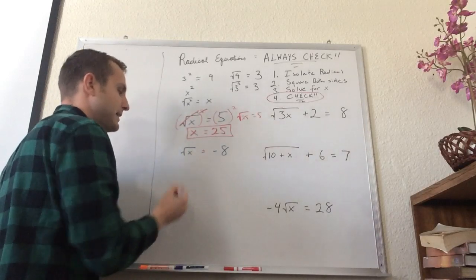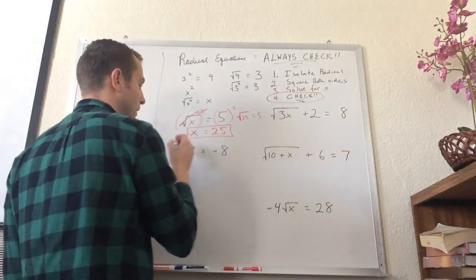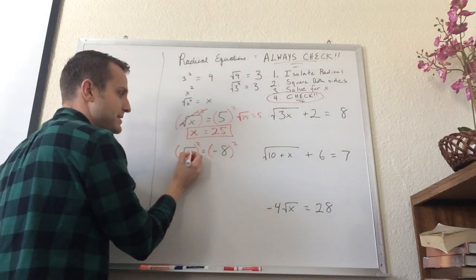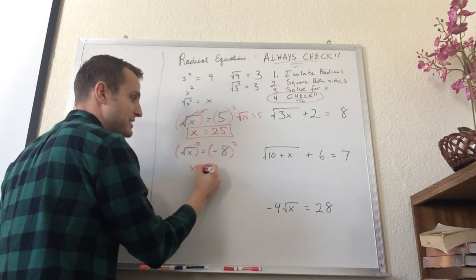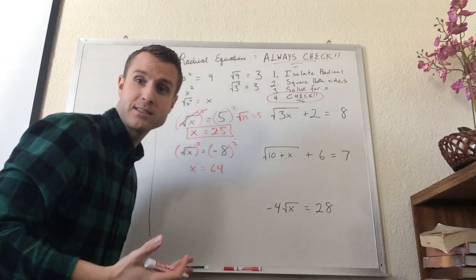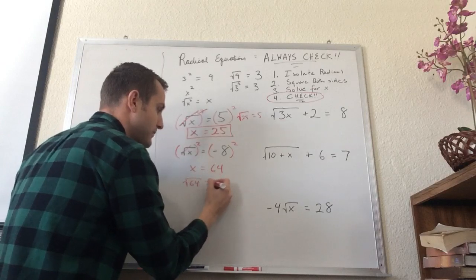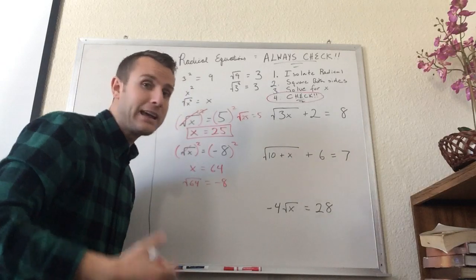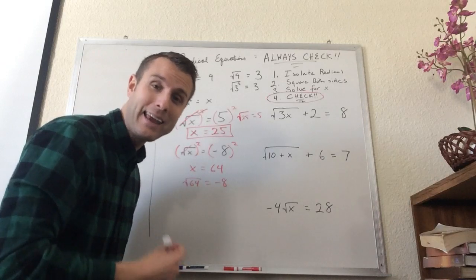How about this one? Again, isolate the radical first. The radical is already by itself, so I want to square both sides. Remember, when I square this, it doesn't make x squared, it just gets rid of the radical. Those cancel, so I'm left with just x, not x squared. Negative 8 squared is 64. So is that my answer? I have to check. Does the square root of 64 equal negative 8? No, it doesn't. The square root of 64 equals positive 8, not negative 8.